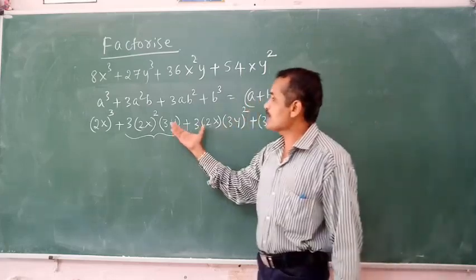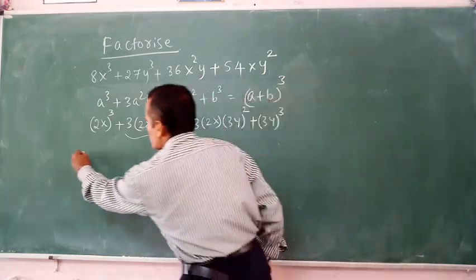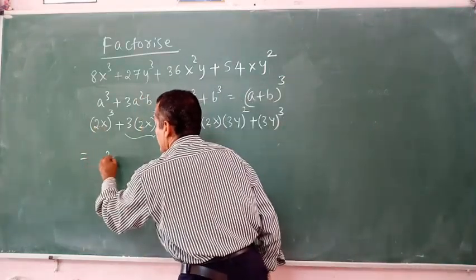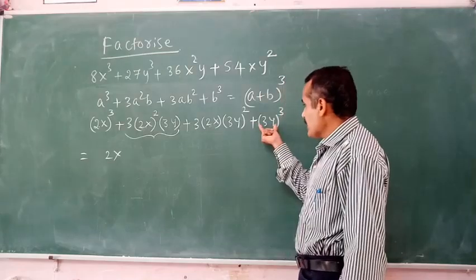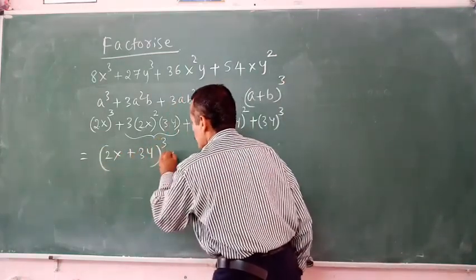So my work is to find out what is a plus b the whole cube. What is a? A I should take from here, 2x. B I should take from here, it is 3y the whole cube. That is the end of it.